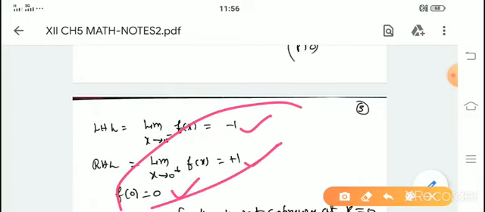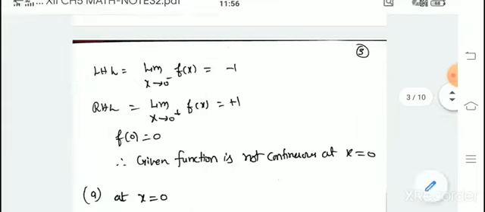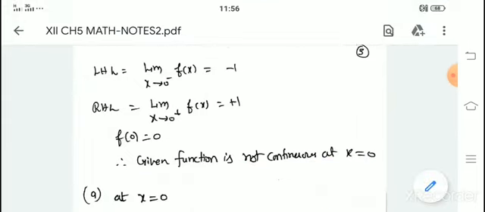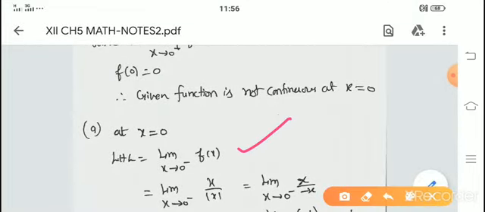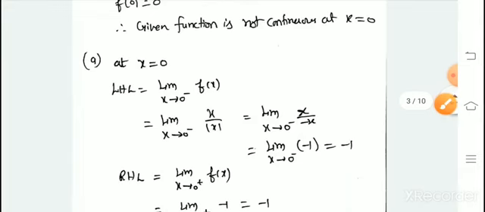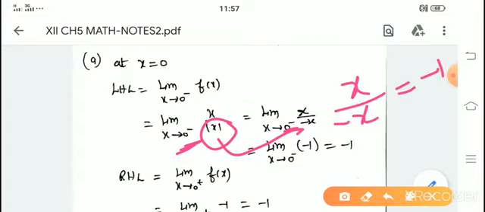There is no comparison at all, so you can say that directly the given function is not continuous at x is equal to 0. Similar way, ninth question, at x is equal to 0 you can try 0 minus. f of x is x by mod x, which is 0 minus means what actually? 0 minus means it is just a negative number, so mod x must be written as minus x, so x by minus x is equal to minus 1.